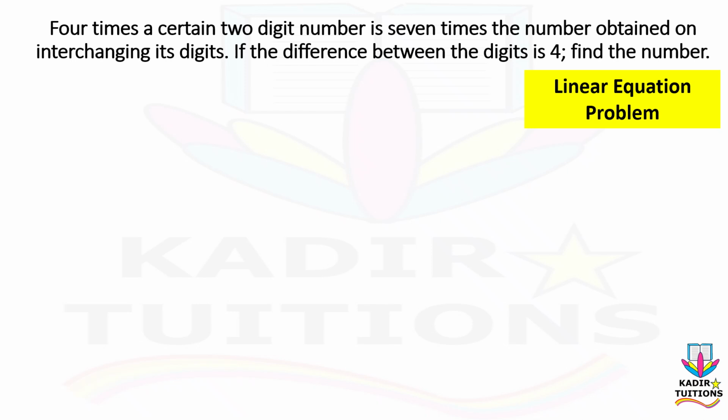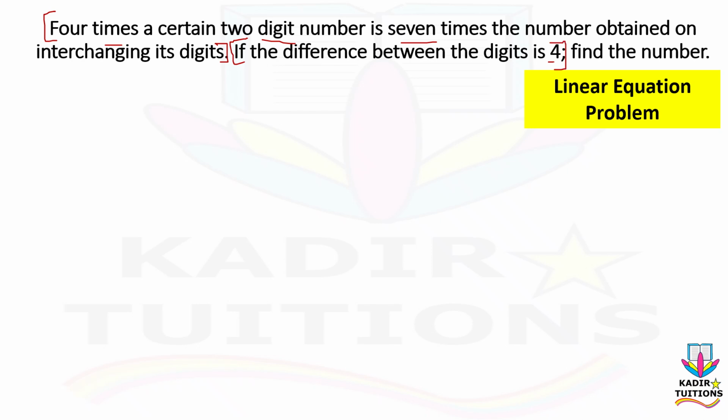Hello everyone, here is a linear equation problem we are going to solve. 4 times a certain two-digit number is 7 times the number obtained on interchanging its digits. If the difference between the digits is 4, find the number. So I can split this problem into two statements, and for each statement I'm going to make an equation so that it will be easy to solve.